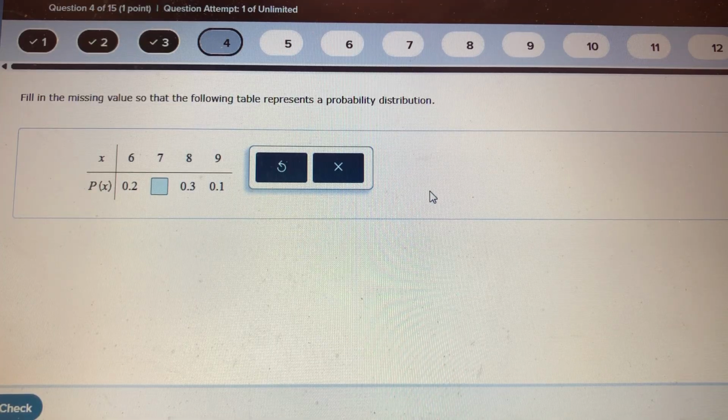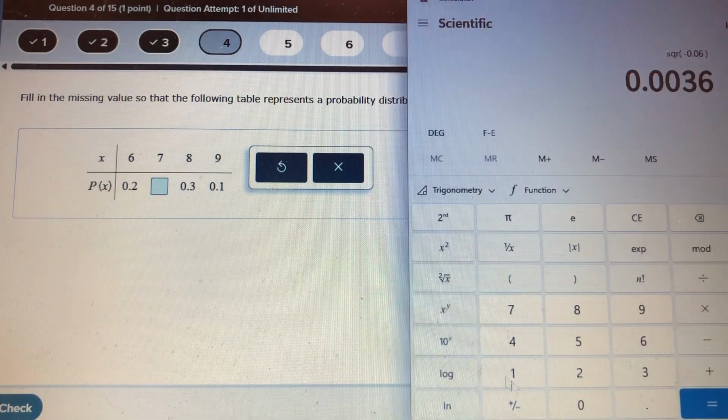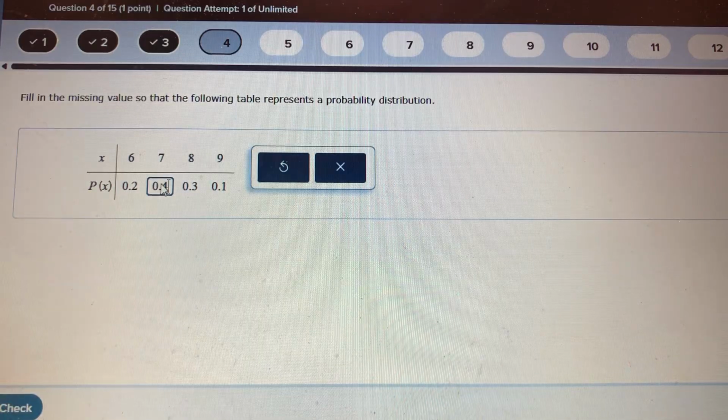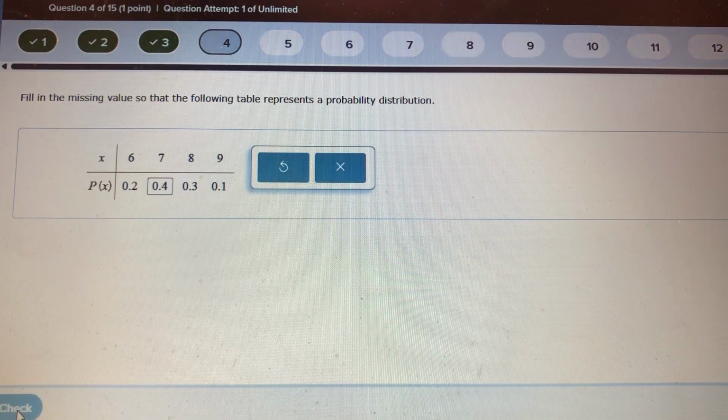So they can do this to you, and they can leave one of them blank and ask you, what's the missing one? Well, if you add up the other ones, 0.2 plus 0.3 plus 0.1, I only have 0.6 of it so far. So what am I missing to get up to 1? Just do 1 minus whatever you add up to, and that's what you're missing. I'm missing 0.4 of this to make it add up to 1. So you can find one missing value if you do 1 minus all the other ones.